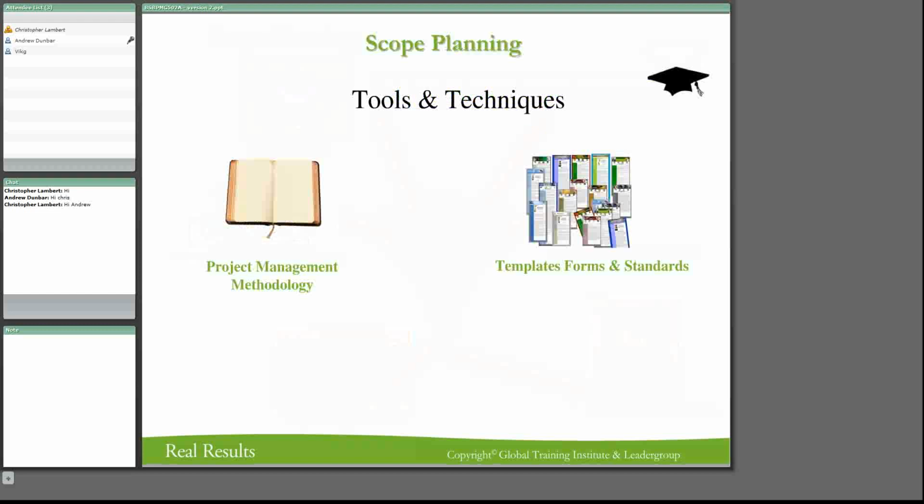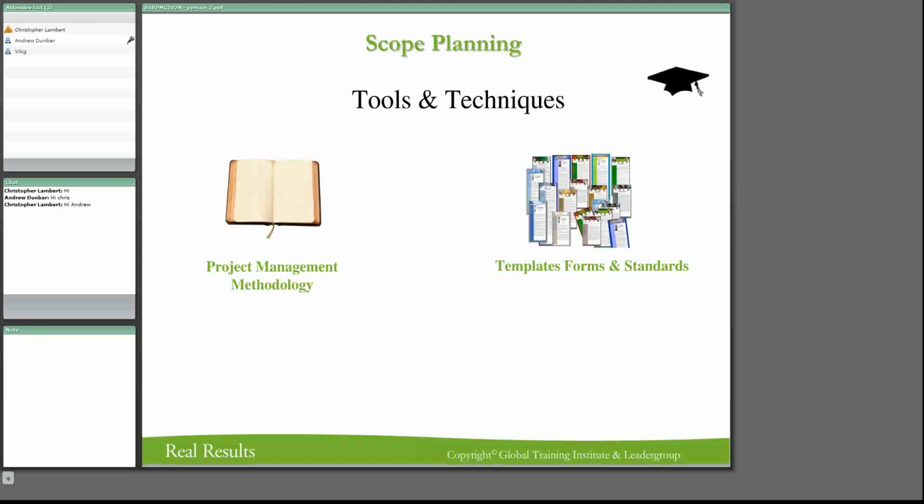Even for this one, you will see that there are some templates and forms that actually help you develop your scope, help you control it. How do we control the scope? We'll go through that tonight. We'll look at some of those templates and forms and standards. And the project management methodology itself is a tool to actually help us with the scope planning. Our scope planning in itself becomes a standard and a tool that we can actually use.